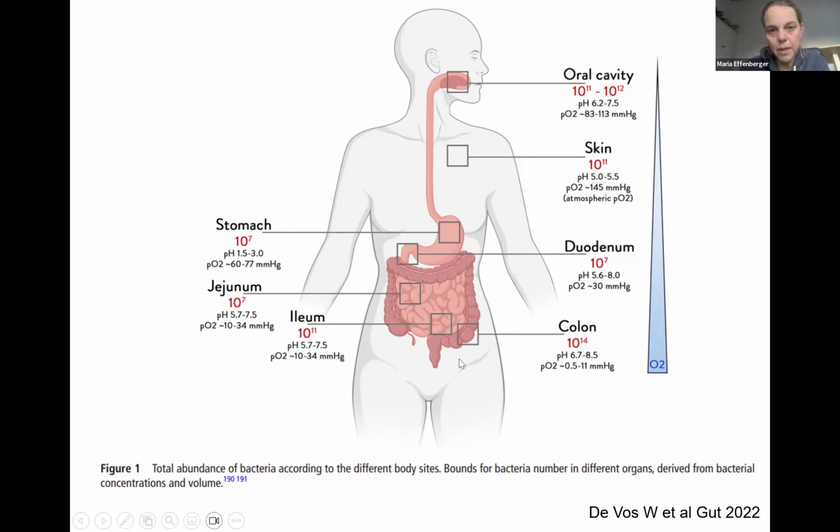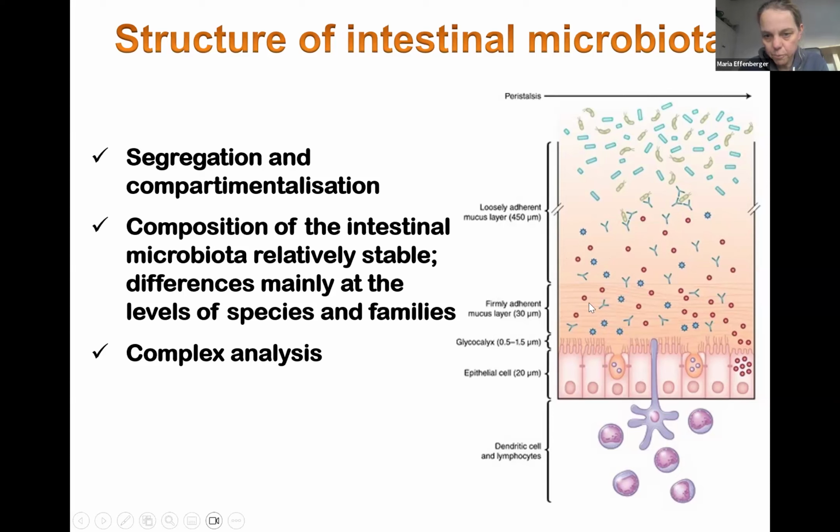So what is the structure of the intestinal microbiota? That's really important. If you look at the GI tract, you have a loosely adherent mucosal layer about 450 micrometers thick, filled with microbial prokaryotic cells. And then you have a layer with firmly adherent prokaryotic cells. Then you have the glycocalyx, which sticks really close.